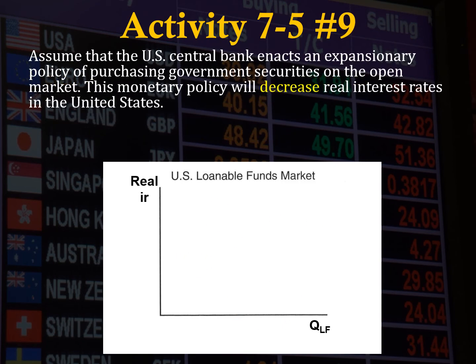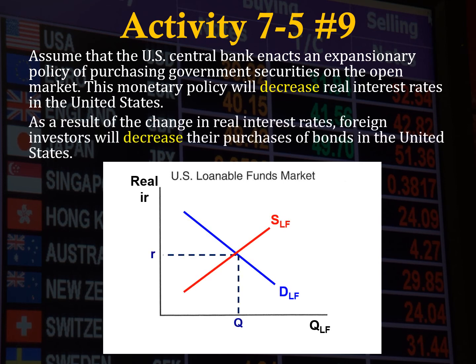9, assume that the U.S. Central Bank enacts an expansionary policy of purchasing government securities on the open market. This monetary policy will decrease real interest rates in the U.S. So loanable funds market again, because of the change of real interest rates, investors will decrease their purchases of bonds in the U.S. So because it decreases American assets held by foreigners, that's going to lower capital inflow, or less capital inflow, which lowers the supply of loanable funds, thereby increasing the real interest rate.